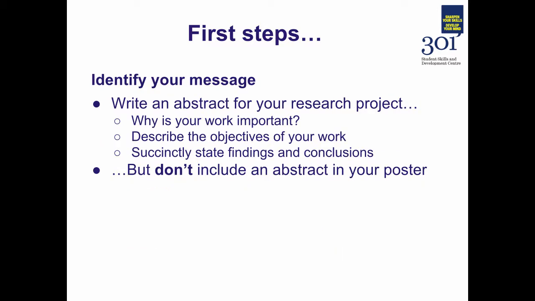Secondly, the message itself. So the principle here is that an important first stage of any research project is to write an abstract, a very short summary of the research project, setting out why the work's important, what the objectives of the work are, and the main findings, the kind of headline findings of the piece of work. And this would typically be a very short piece of writing, anything between 100 and 150 words.